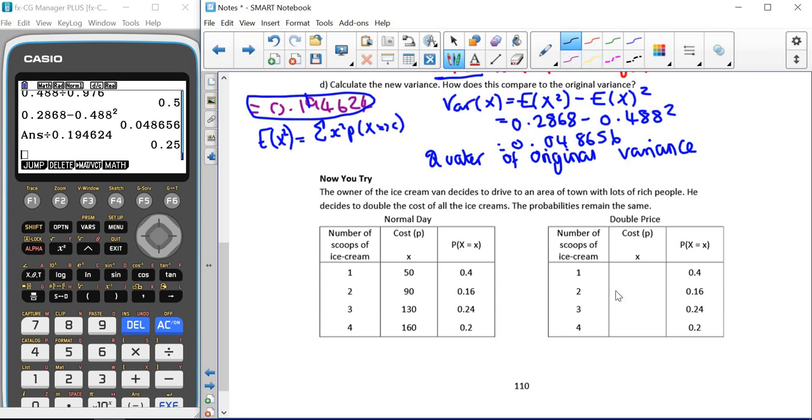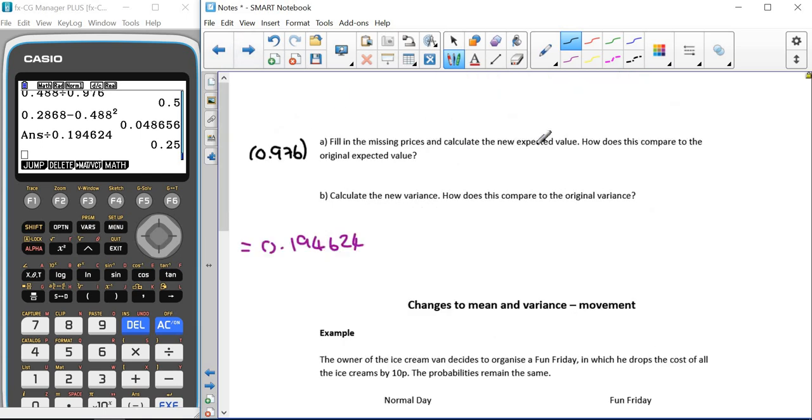Okay, so hopefully you've given the now you try a go. This time the owner of the ice cream shop is going through a rich part of town and he's going to double all his prices. So that means that 1 scoop is now going to be £1, 2 scoops is going to be £1.80, 3 scoops is going to be £2.60, and 4 scoops is going to be £3.20. It first asks us to fill in the table, which we have done, and then it asks us to calculate the new expected value.